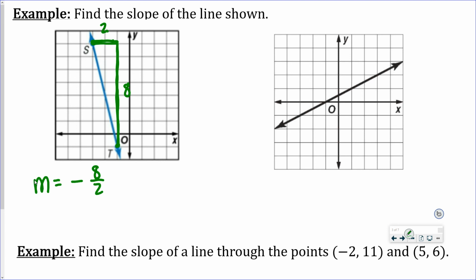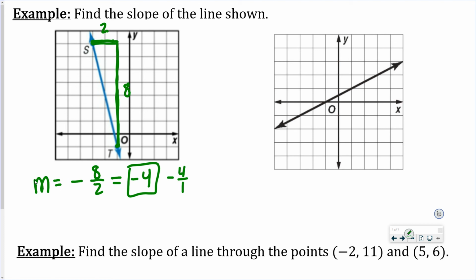Factoring in the negative because of the direction it's going. Now we can reduce this ratio to -4. You could do -4 over 1. I know some of you are probably trained to leave slope as a fraction. That's what I train my Algebra 1 students to do. -4 over 1. -4 is just fine too. Sometimes people will just count 8 over 2. They forget about the negative.